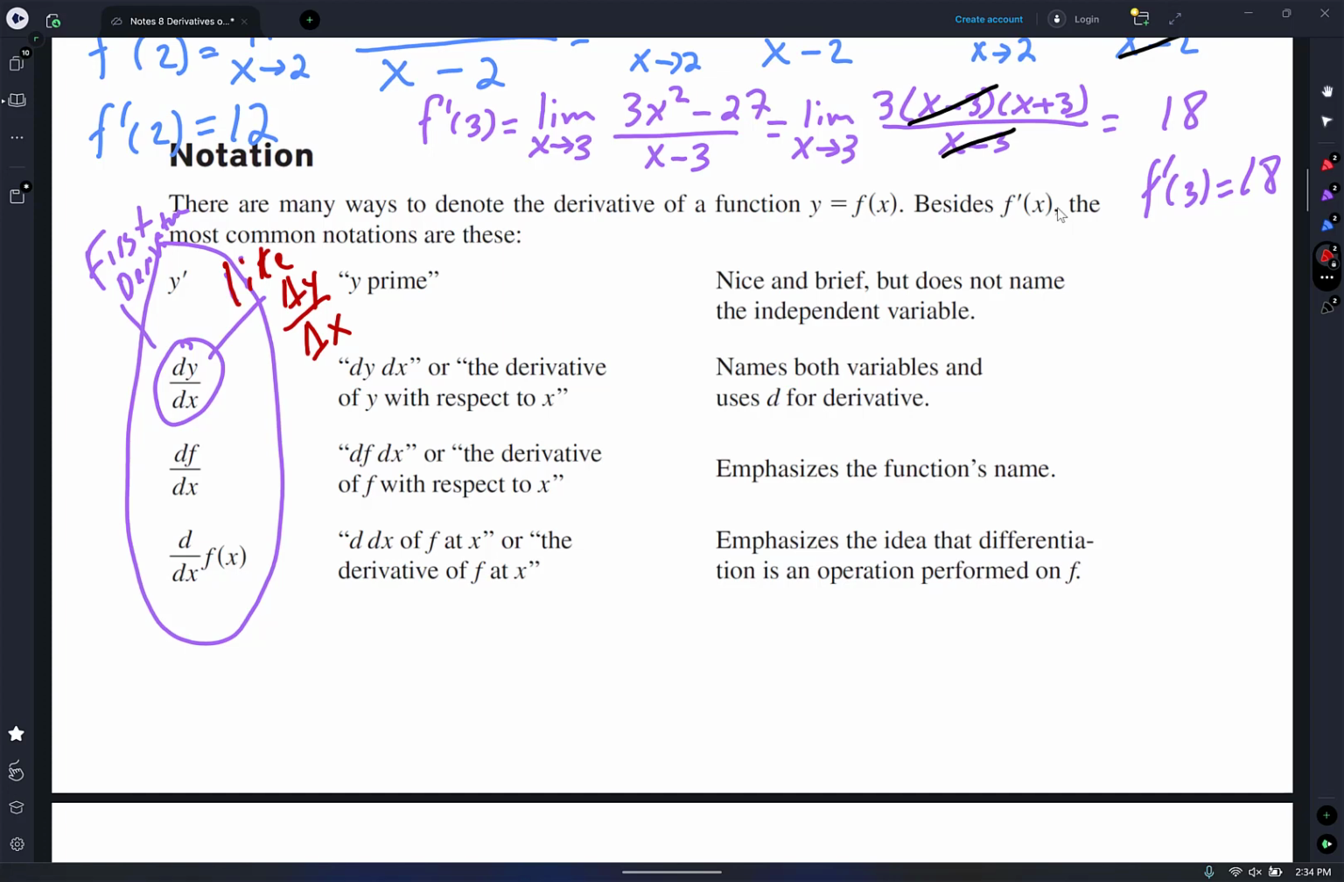df dx, these two mean the same thing. If I go d dx of function f, they just distribute it. So d, and I've seen this notation as well. They all mean the same thing, guys, just derivatives.